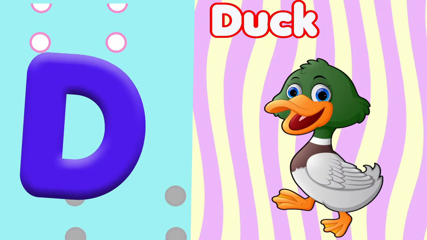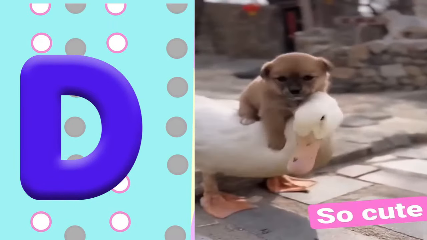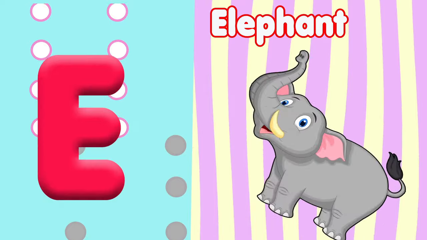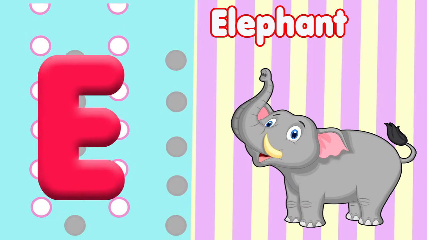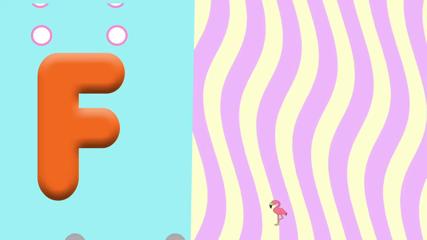D is for duck. D, d, duck. D, duck. E is for elephant. E, e, elephant. E, elephant.